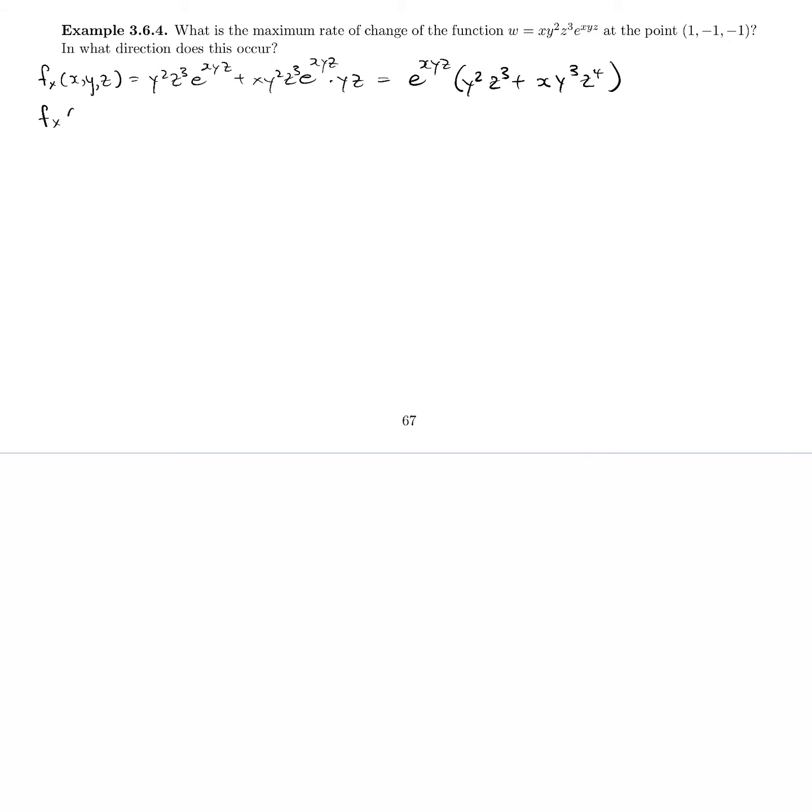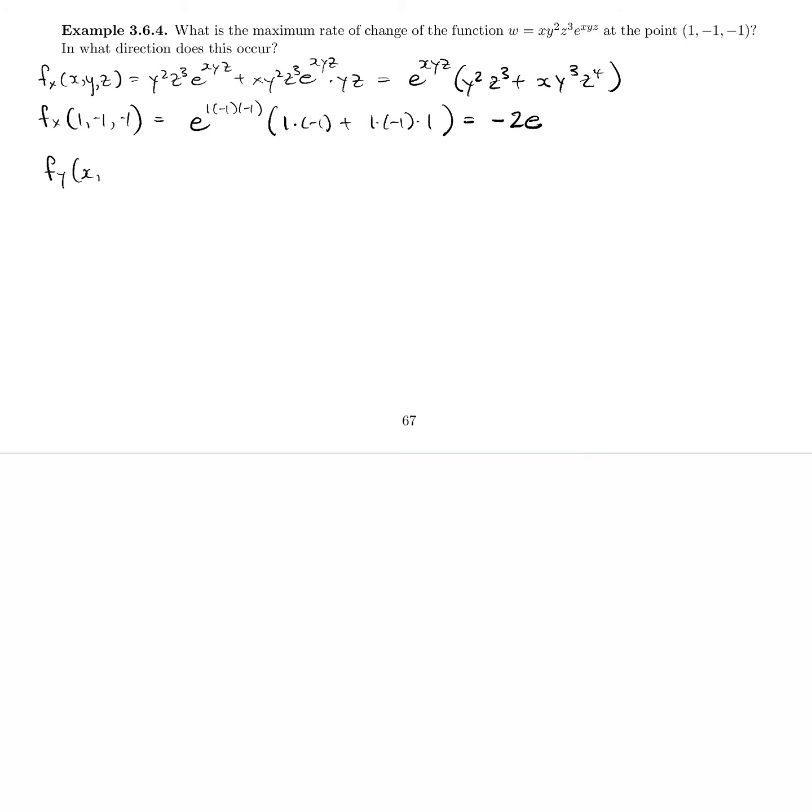Evaluating this at the point (1, -1, -1), we get e to the 1 times minus 1 times minus 1. Minus 1 squared is 1 times minus 1 cubed, plus 1 times minus 1 cubed times minus 1 to the fourth power, which is going to give us -2e.